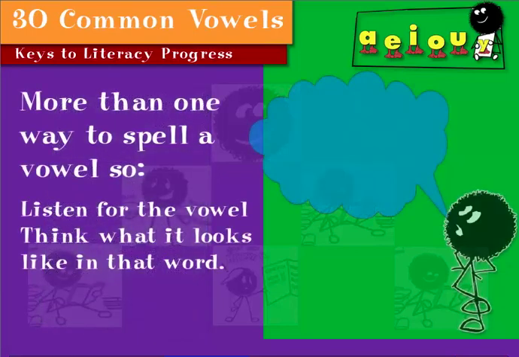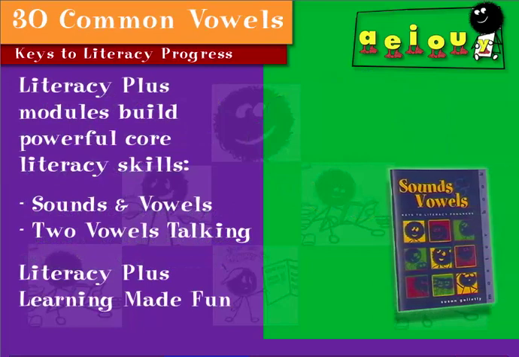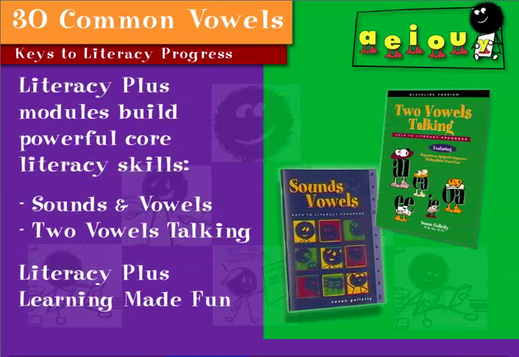When there's more than one option for a vowel sound, good spellers work by both the sound and the look of vowels in specific words. Spelling words with those vowels is an auditory and a visual task. Sounds and Vowels and Two Vowels Talking are powerful tools for building fluent skills in reading and writing words with regular vowels.